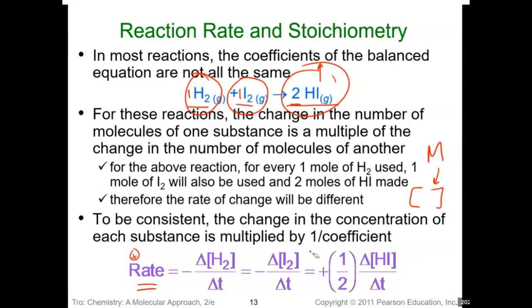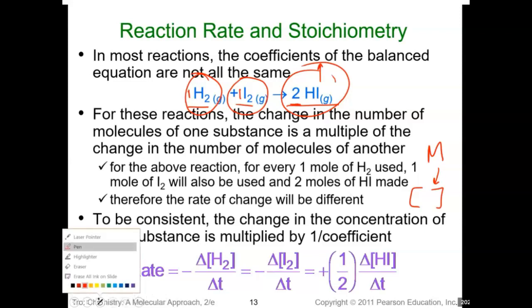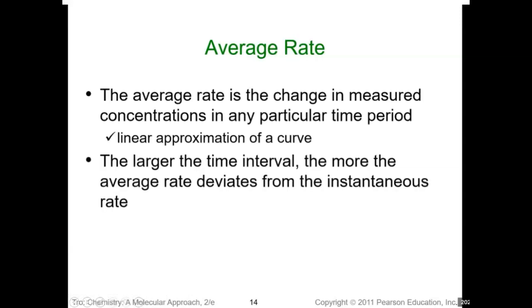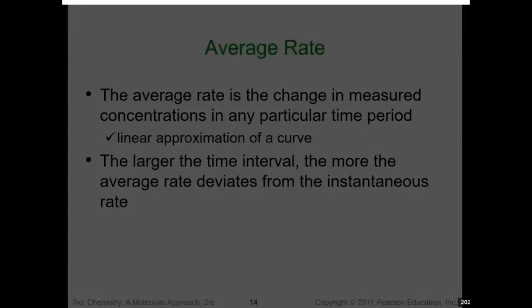Okay, so I'm trying to go really slow, and the reason we're introducing kinetics now instead of next week is because it takes a little while in your brain to shift, and I want you to be able to see this now, so when we do this next week, you're going to be more able to understand how all of these things work. So we're going to first talk about average rates. And again, we're going to learn how to calculate rates in many different ways. So the average rate is the change in the measured concentration over any particular time period. And it's just going to be a linear approximation of a curve. The larger the time interval, the more the average rate deviates from the actual, what we call instantaneous rate, which we're going to learn how to calculate also.